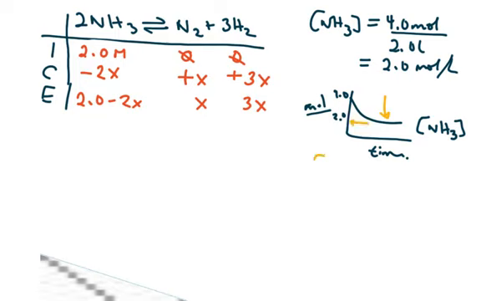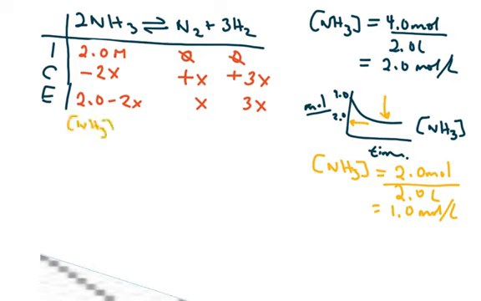But again, remember that when we use our ICE table, everything is in concentration. So it's 2 moles at equilibrium. The container is still 2 liters. So we actually have a concentration at equilibrium of 1 mole per liter. So I'm going to put this up here because the concentration of NH3 at equilibrium is 1 mole per liter, and the concentration of NH3 at equilibrium according to the table is 2 minus 2x. So both of these things are the same. They're both referring to the same moment in time, NH3 at equilibrium. That means I can let them equal one another.